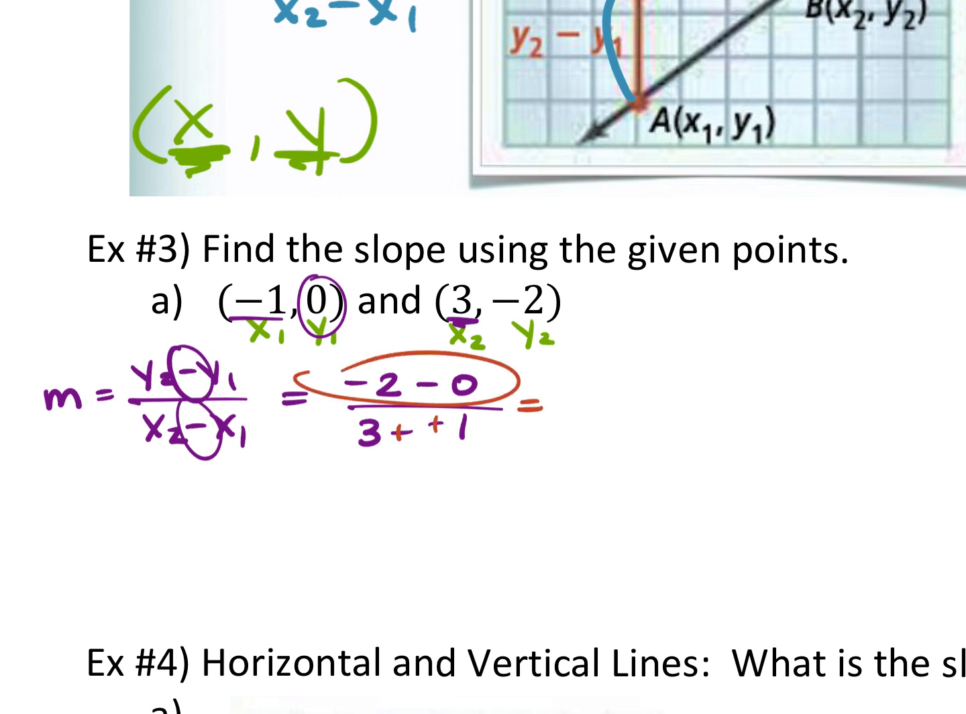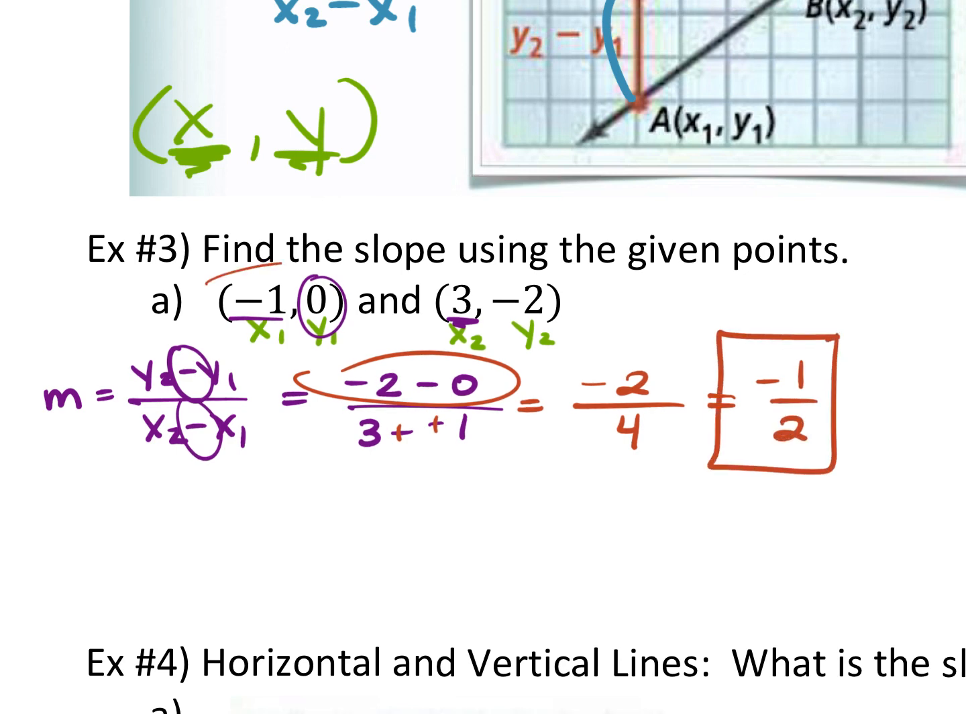You're actually adding. Minus a negative is plus a positive. Okay, so negative 2 minus 0 is negative 2. 3 minus a negative 1 is 3 plus 1, which is 4. Is that your slope? Sure. 1/2. Not quite. Negative 1/2. If you can reduce, you should reduce. Okay, so the slope of the line that goes through those 2 points is a negative 1/2.